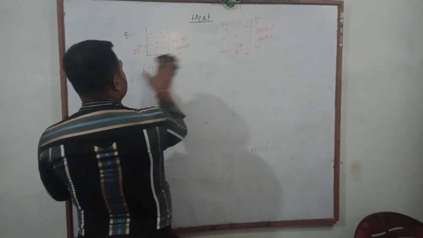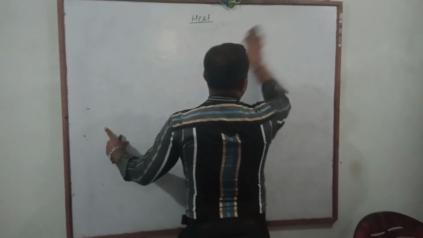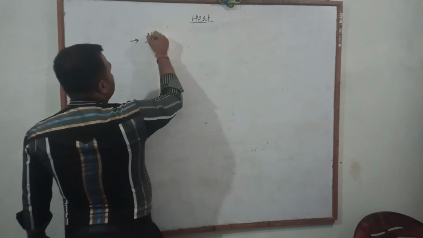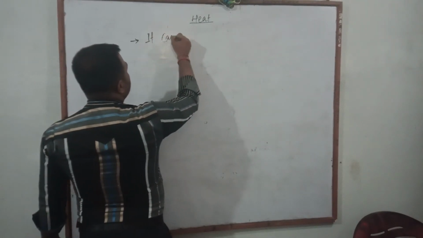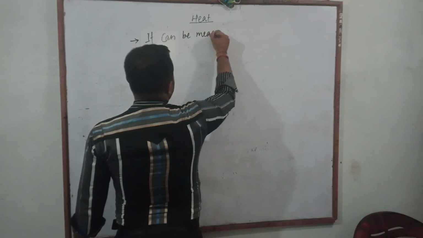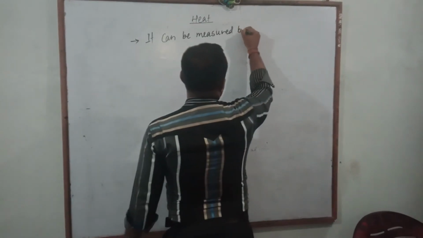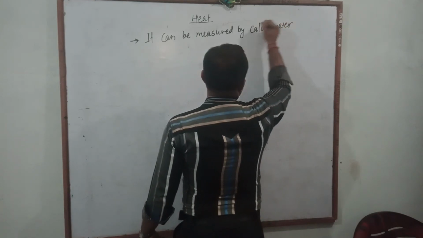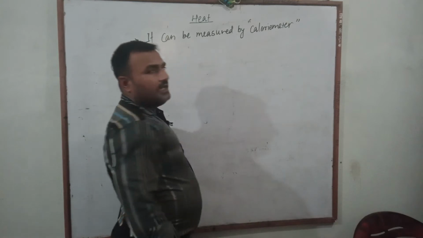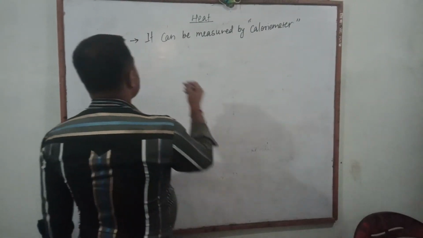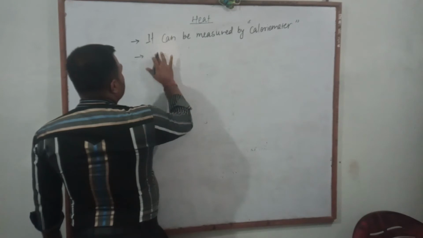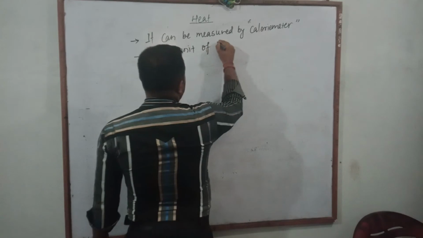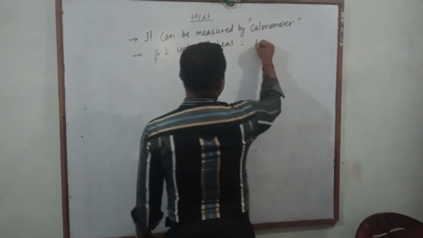And the other is heat energy, or it can be measured by a calorimeter. A calorimeter is used to measure the amount of heat energy present in a body, and the SI unit of heat or heat energy is the joule.